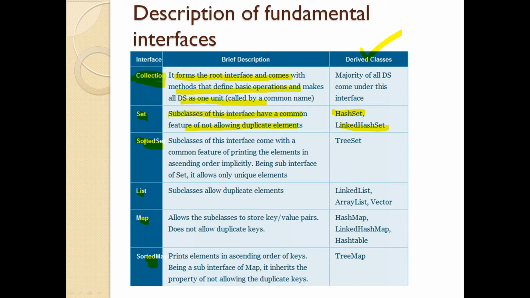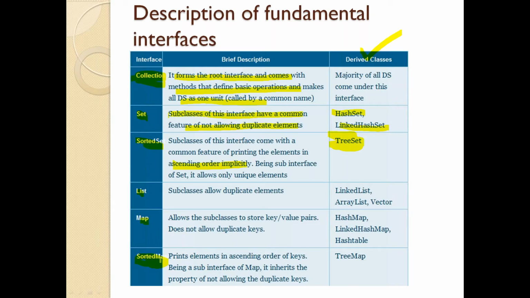And from sorted set, whenever I'm talking about sorted, you need to remember it prints in ascending order. So sorted is nothing but ascending order. It prints the elements in ascending order. And the example for sorted set is nothing but tree set. And I'm going for the last one, that is sorted map.